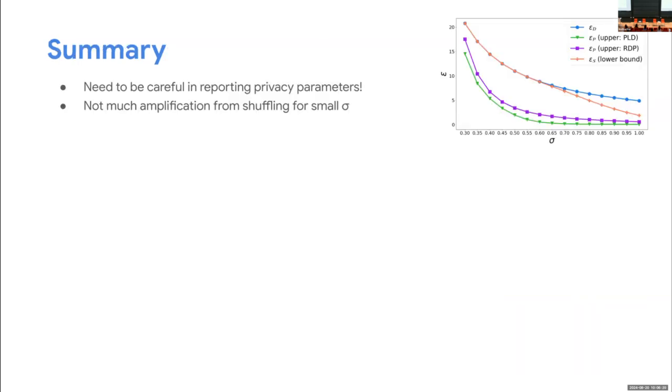So just to summarize where we are, the key takeaway is that we need to be careful in reporting privacy parameters because there's not much shuffling, especially for small sigma. So where do we go from here?